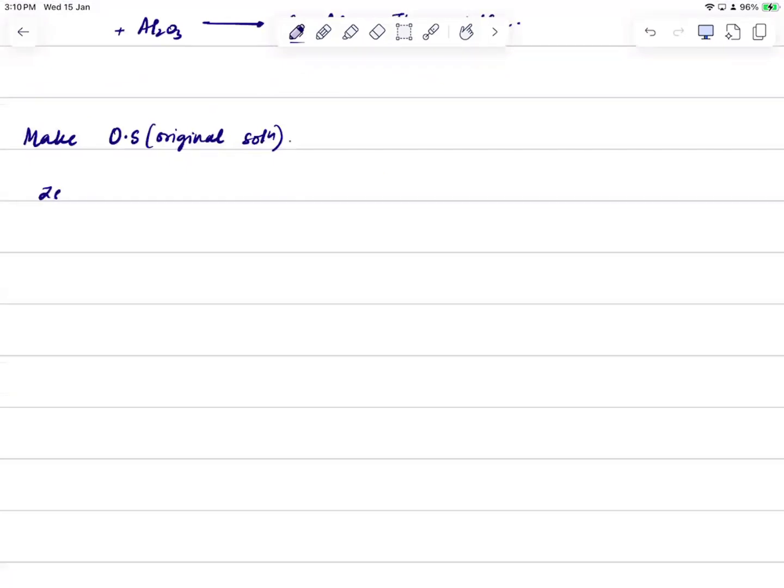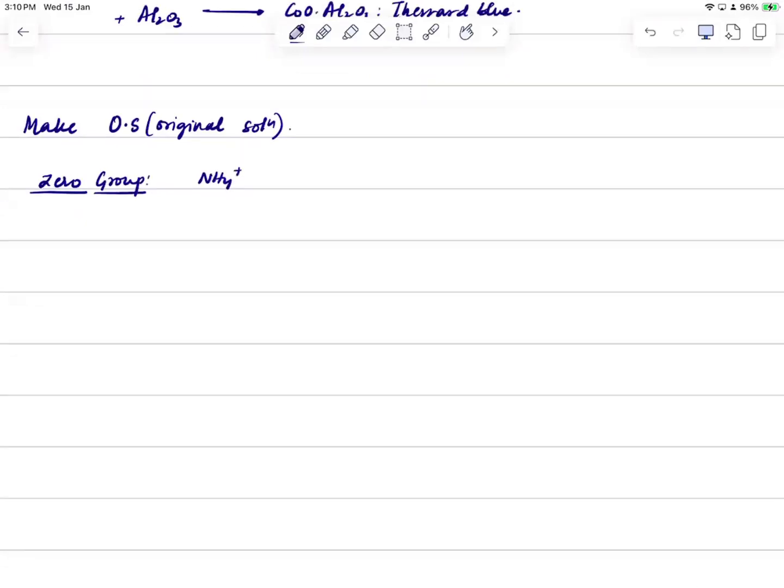First, zero group. The zero group is specifically for ammonium salt. So directly you make one test tube only for checking ammonium. In case you have the ammonium ion, with HCl this will definitely be in the form of ammonium chloride. So this will be observed as ammonium chloride.